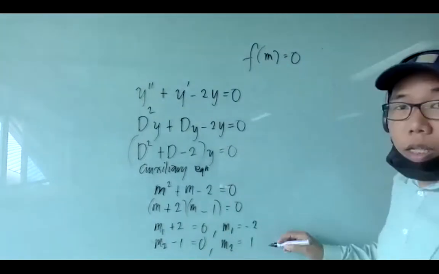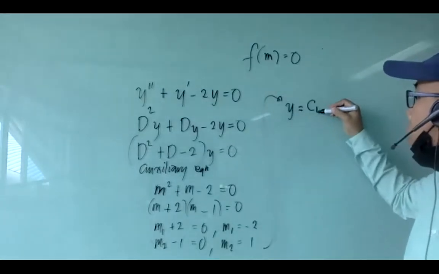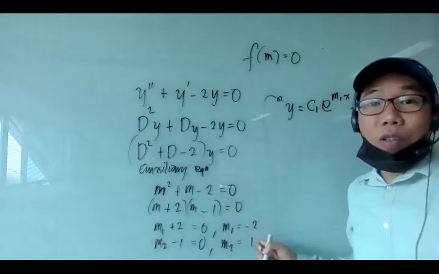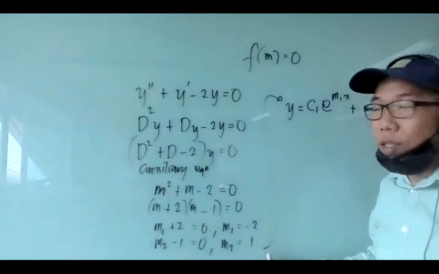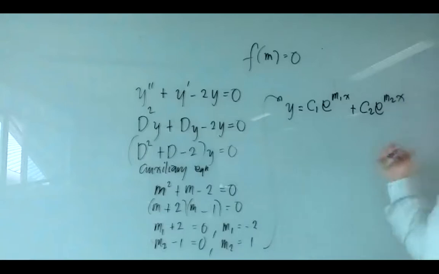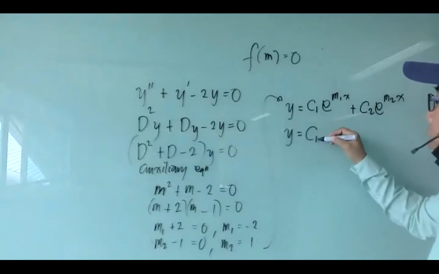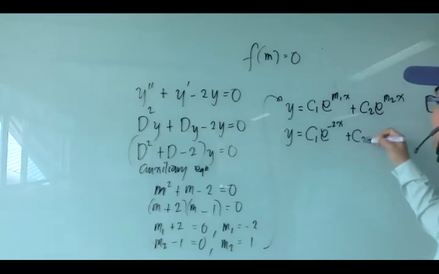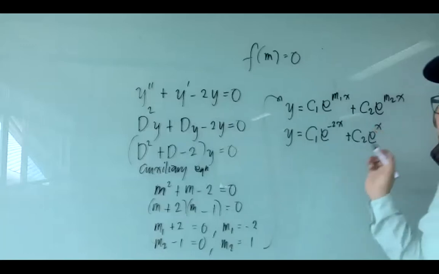So dahil dyan, our solution will be, ano guys? C sub 1 e raised to m sub 1 x. Ano napansin pala ninyo? Real roots, di ba? At distinct yung roots, hindi sila magkapareho. Isa negative 2, yung isa 1. So we can use this solution: C sub 2 e raised to m sub 2 x. Dahil dyan, our solution is y equals c sub 1 e raised to negative 2 x plus c sub 2 e raised to x. Ayan, di mo na kailangan pang isulat yung 1 dyan.